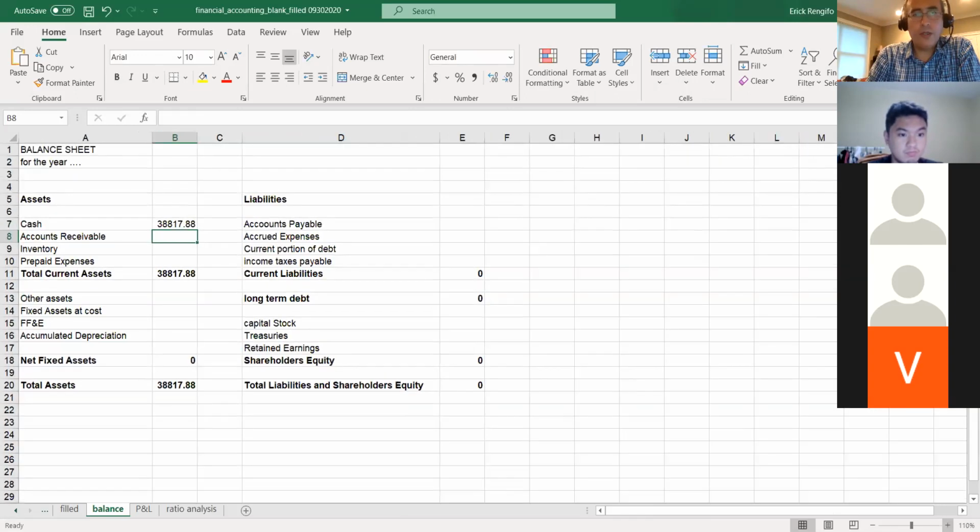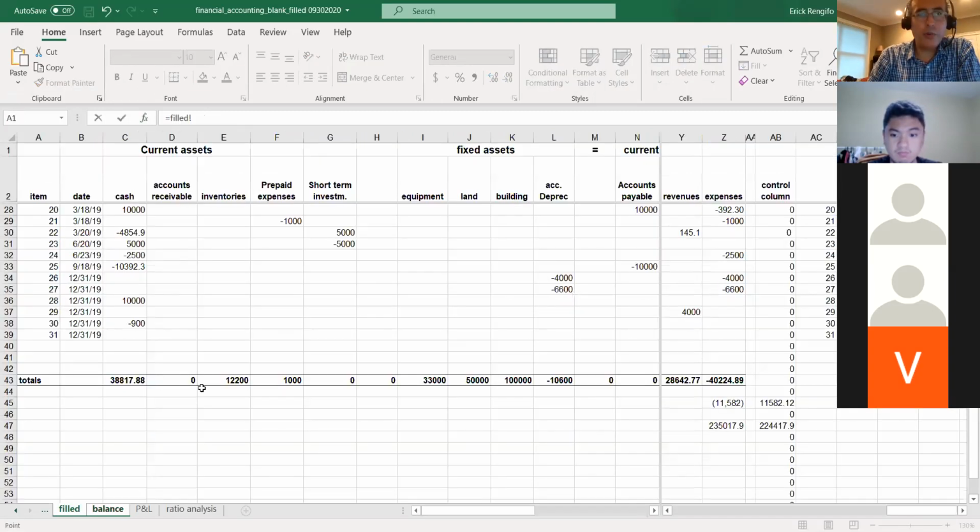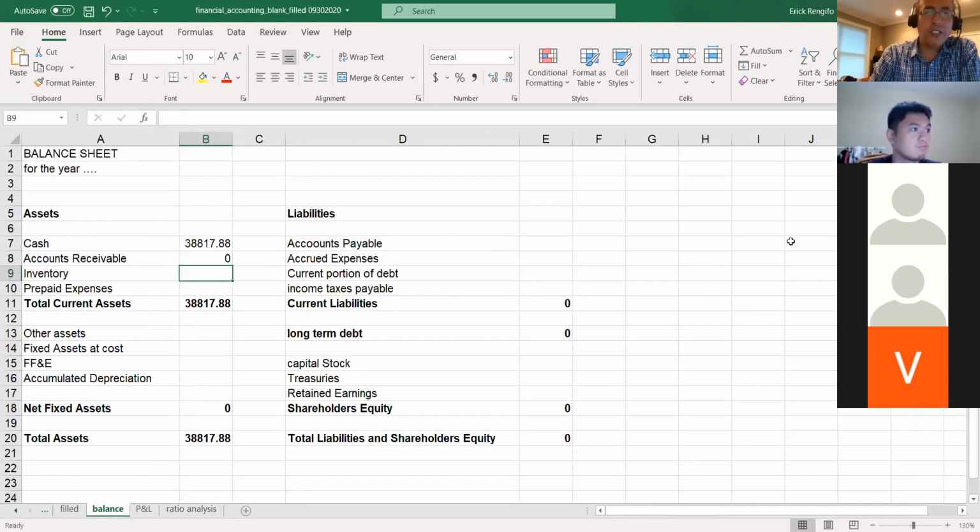Let me move this a little bigger. So this one here, guys, is simply field C43. Then I have my accounts receivable. So let's take a look if you have accounts receivable. Well, I have 0, but in any case, I simply click here. Are you with me, guys? Yes. Perfect.